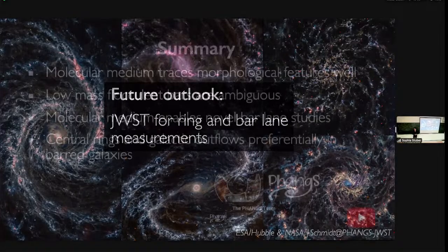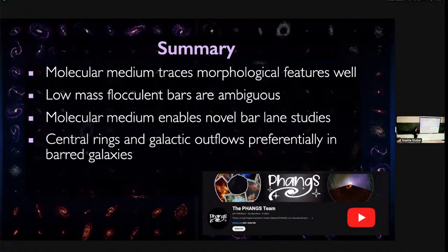And with that, I hope I could convince you that the molecular gas is actually able to trace morphological features quite well. We don't have a perfect agreement, but we didn't expect it because there are some physical reasons why this might be the case. And especially at the lower stellar mass end of our galaxies, be careful with bars. They might not actually be bars. Maybe they are, and they're just behaving completely differently. Still something to find out. We also could see that bar lanes are one of the nice things that we can see in the molecular gas distribution. We can try to do a lot of studies here. And we saw that both central rings and galactic outflows are preferentially in galaxies with a bar. So we really need to get this classification right.